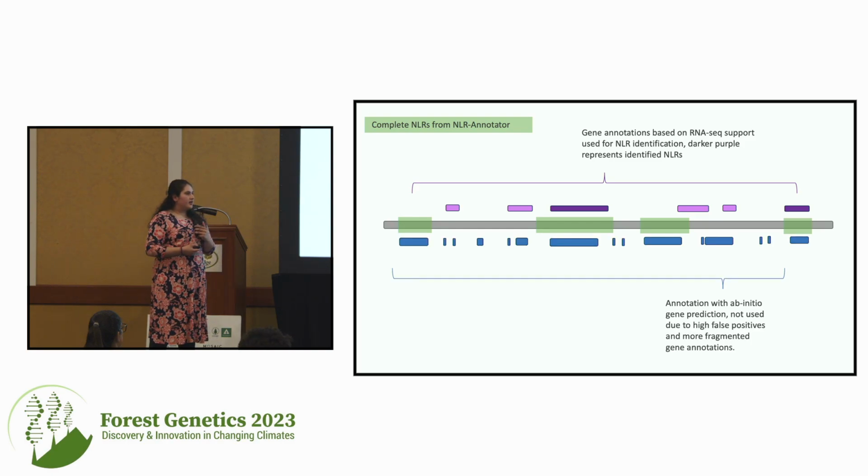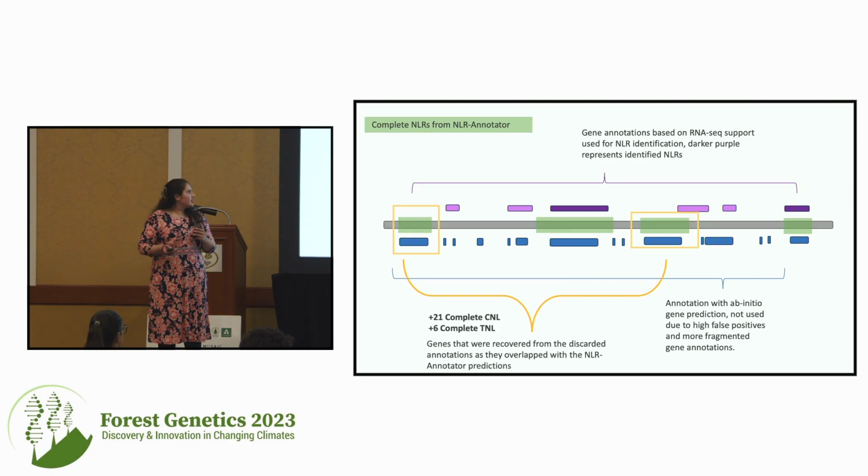But we also had an ab initio gene prediction used for annotation. However, we decided not to include that because there were a high number of false positives and a lot of smaller or fragmented gene annotations. However, NLR annotator can identify complete versus partial NLRs as well. So using the complete NLRs from NLR annotator overlapped with the ab initio gene prediction, I was able to pull in more NLR genes, and this also could be used to augment other annotations as well.